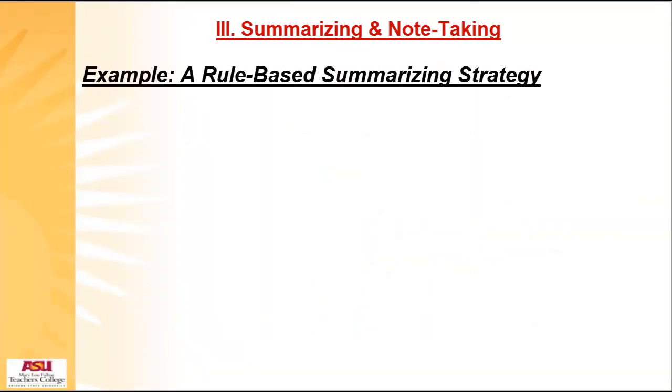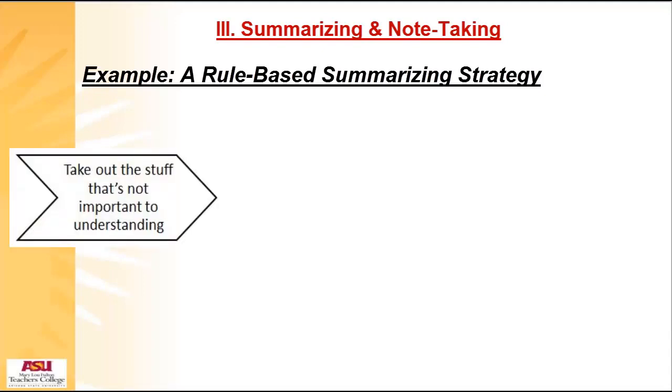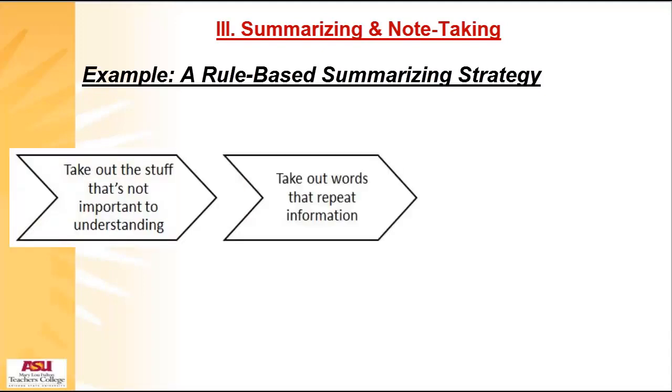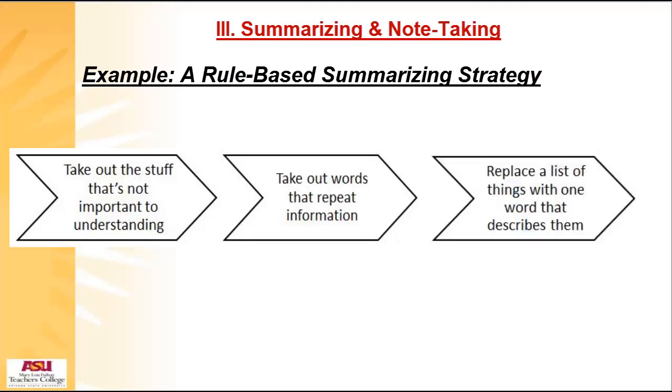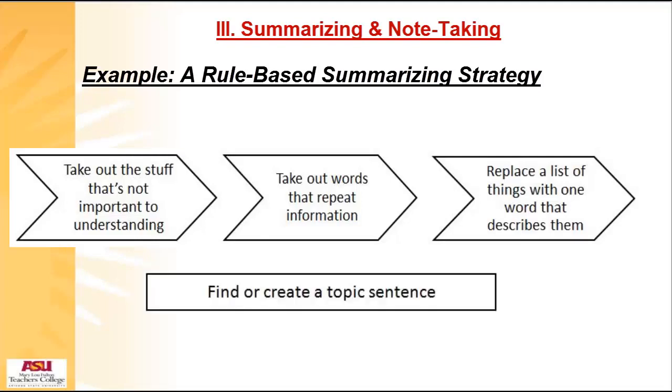For example, a teacher could teach students a rule-based summarizing strategy where they followed a series of steps to create a concise summary. First, take out the stuff that's not important to understanding. Then, take out words that repeat information. Next, replace a list of things with one word that describes them. And finally, find or create a topic sentence.